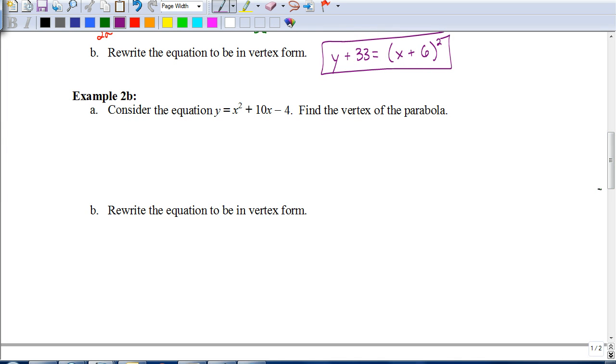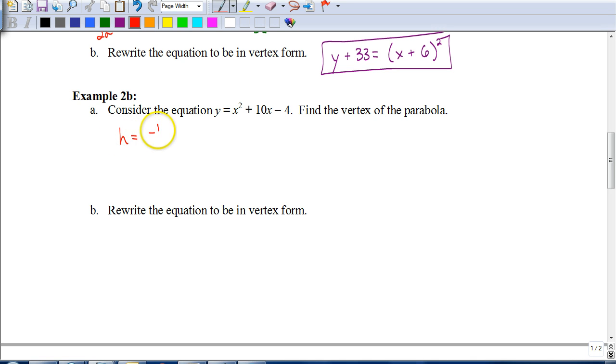Let's look at the next one. Again, you're trying to find the vertex first, so why don't you try this one on your own. It's very similar to the previous one, so you should be able to do it pretty well. So hit pause and press play when you're ready to check your answer. Okay, see how you did.